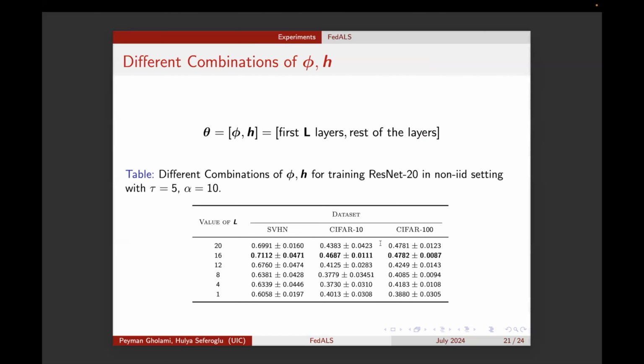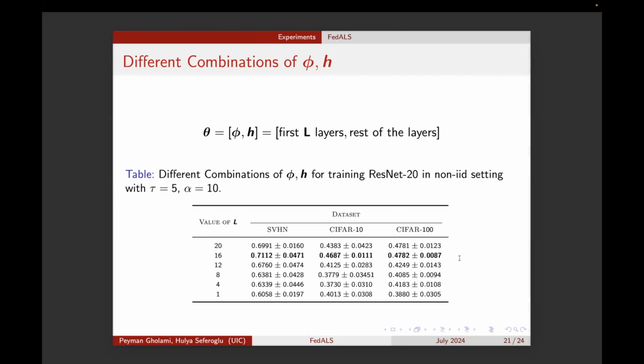In another experiment, we looked at the effect of different combinations of phi and h. We used ResNet20 as a model and split it like this. The first L layers are phi and the rest are considered as the head. Here we see that the most effective division is having the first 16 layers of ResNet20 as phi. This shows that our theoretical analysis holds up, and deciding how to choose the representation extractor can be treated as a hyperparameter.